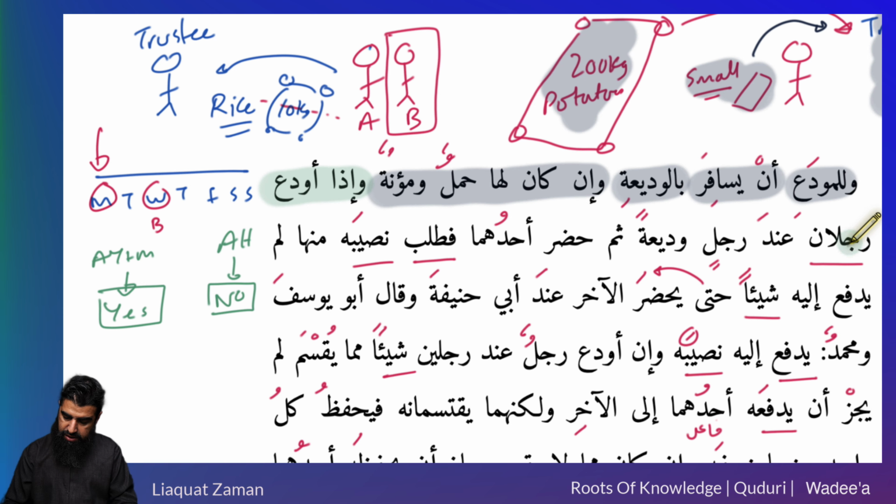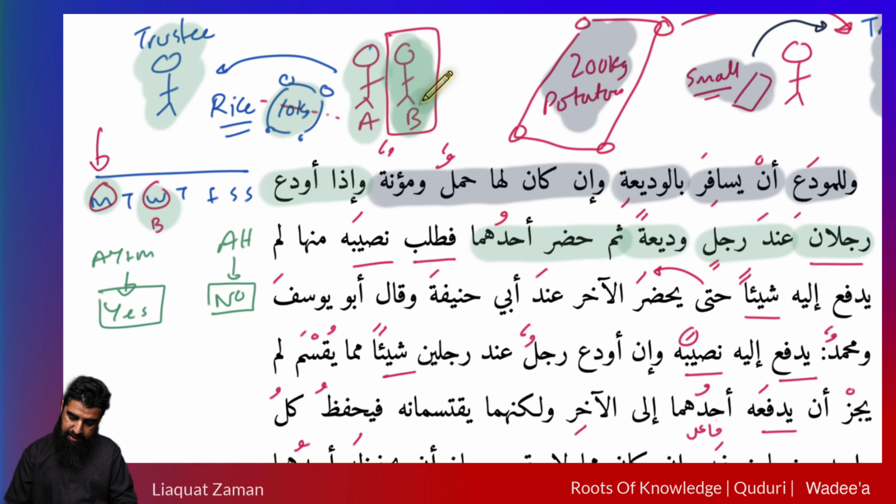إذا أودع رجلان, 2 people, A and B, have deposited something with a man, the trustee, وديعة, a trust, which is 10 kilos of rice, ثم حضر أحدهما, one of them now turns up. This was on a Monday. One of them has turned up, which is B. فطلب نصيبه, and he wants his share. Can I have my share, please, sir? منها, from it. لم يدفع إليه شيئا. The trustee will not hand over to him anything at all حتى يحضر الآخر, until the other attends, according to Imam Abu Hanifa. So this is Imam Abu Hanifa's position.